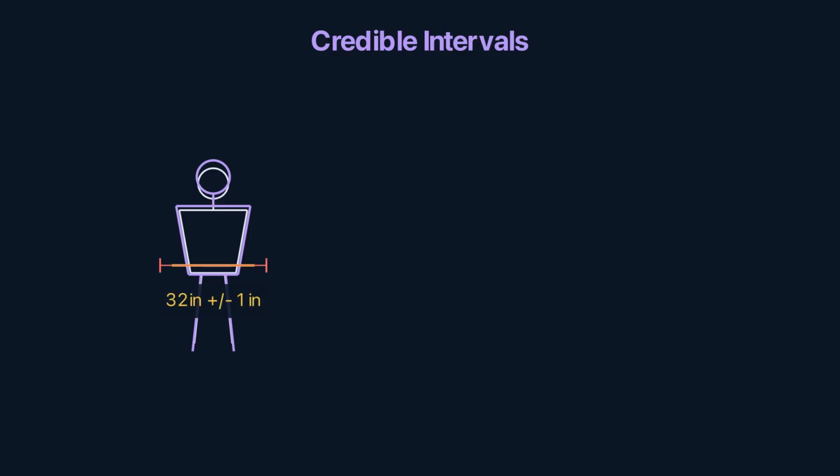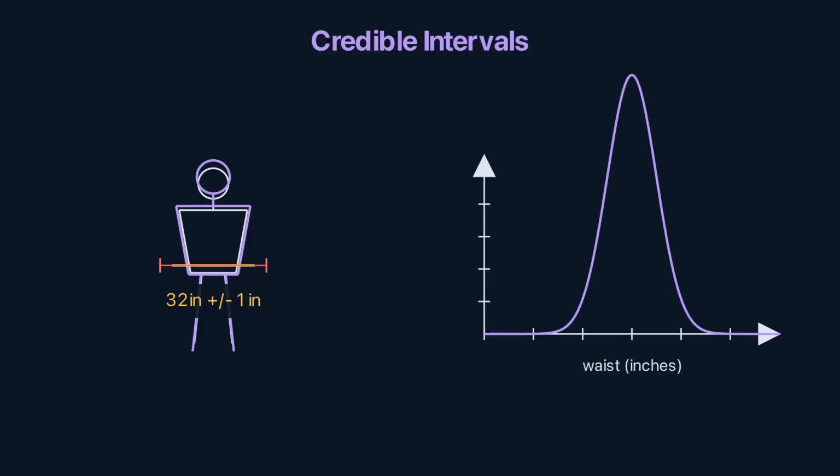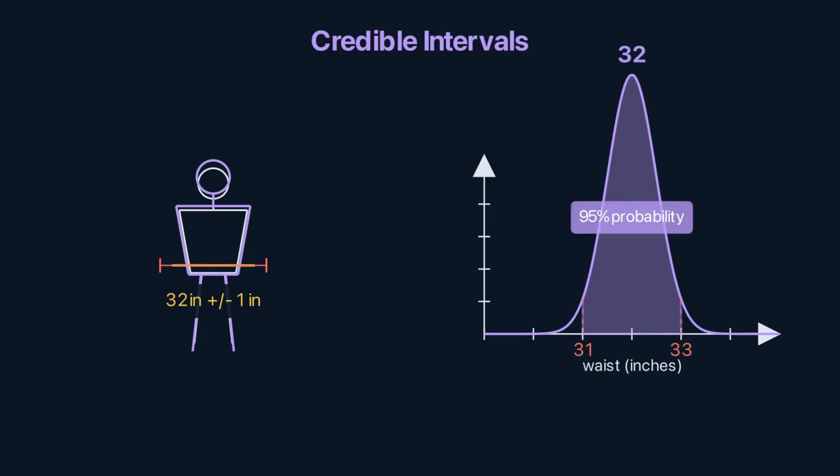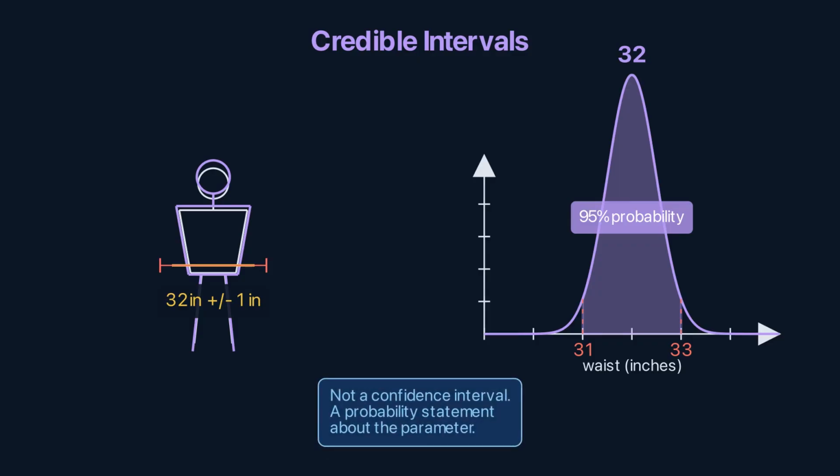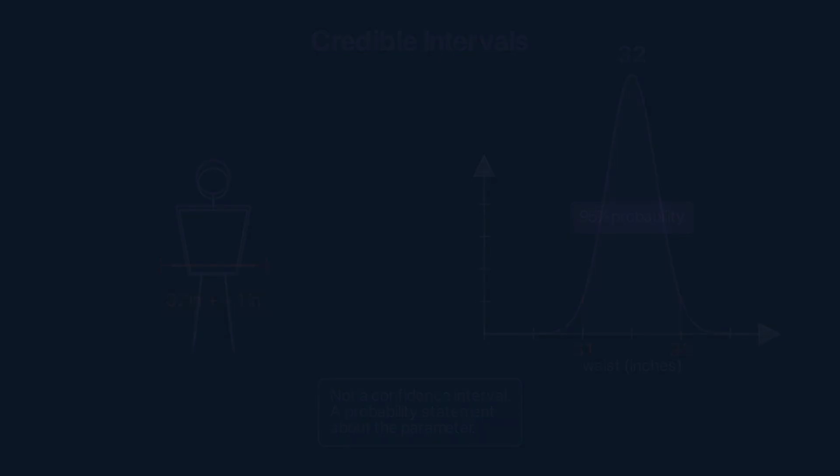This means, given the data and the prior, there is a 95% probability that the true waist is between 31 and 33 inches. This is not a confidence interval, it's a probability statement about the parameter itself. The Bayesian suit has error bars. You know exactly how confident the tailor is about each measurement and which measurements are uncertain.